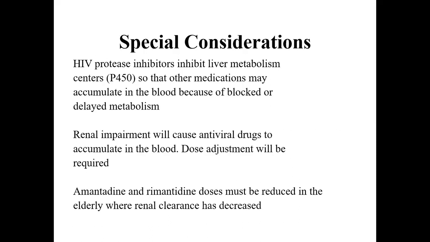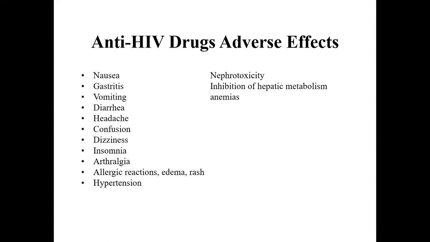So a special consideration is that HIV protease inhibitors inhibit the liver's metabolism center, that is the cytochrome P450 enzymes. Other medications may also accumulate in the blood because of blockage and delayed metabolism. Renal impairment will cause antiviral drugs to accumulate in the blood, so dose adjustment of antivirals will be required. Amantadine and imatinib doses must be reduced in the elderly, where renal clearance has decreased.